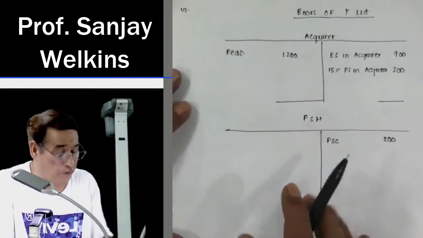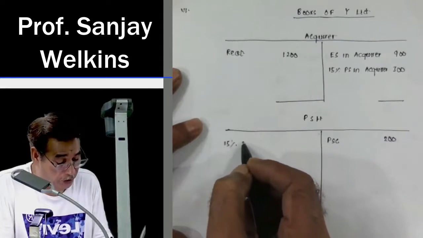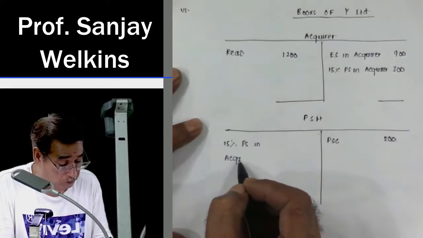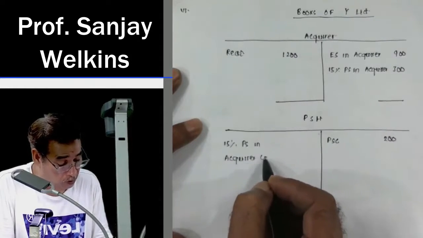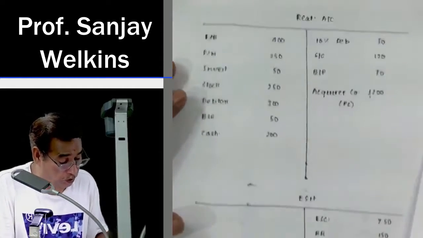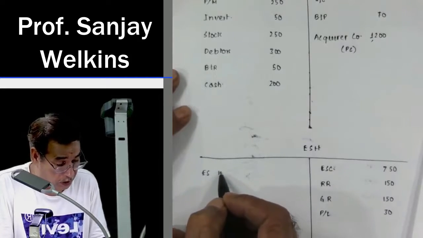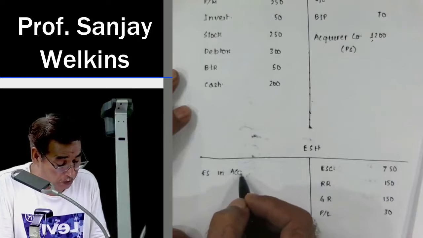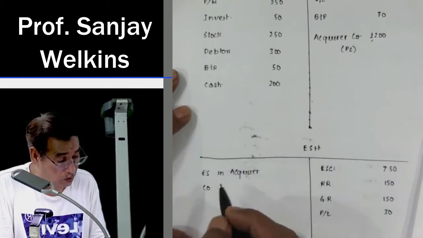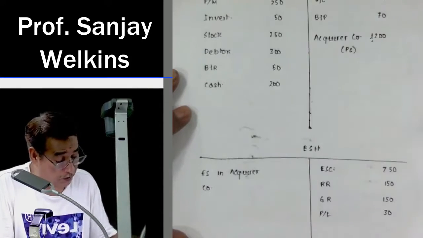Whatever preference shares we have received will be posted to the debit side of preference shareholder account. 15% preference shares in acquirer company, that is equal to 300. And equity shares will be posted to the debit side of equity shareholder account. Equity shares in acquirer company, that is equal to 900.